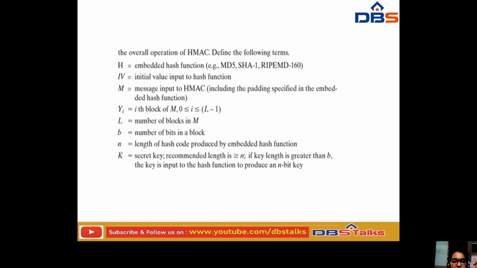Next one, K is the secret key. The recommended length should be greater than or equal to N, and if the key is greater than B, then the key is input to the hash function to produce an N bit key. Okay, these are the overall operations when you are defining the following terms.